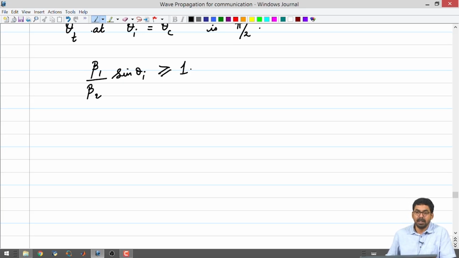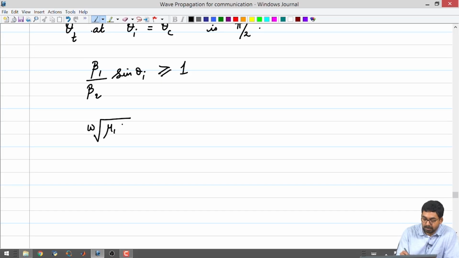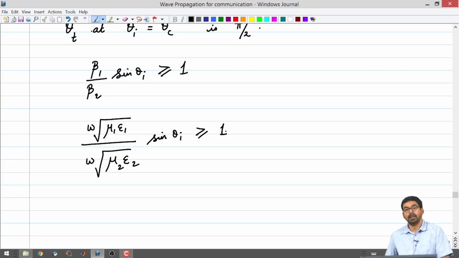First thing that we have to determine is whether this is going to be possible. Okay. So, beta 1 will be given as omega square root of mu 1 epsilon 1. So, I can write this down as omega square root mu 1 epsilon 1 divided by omega square root mu 2 epsilon 2, sin theta I greater than or equal to 1. Is it possible?